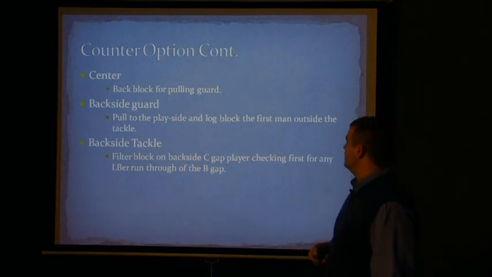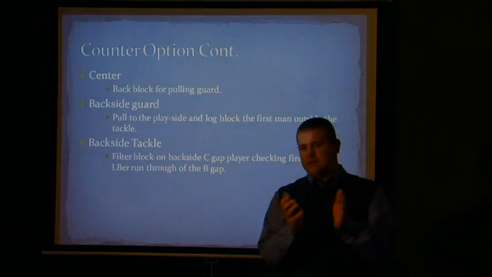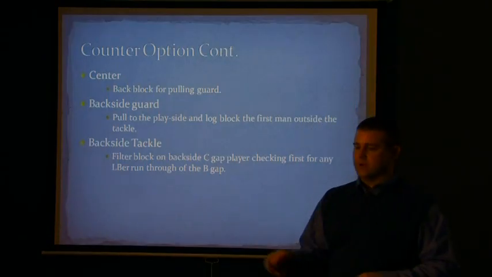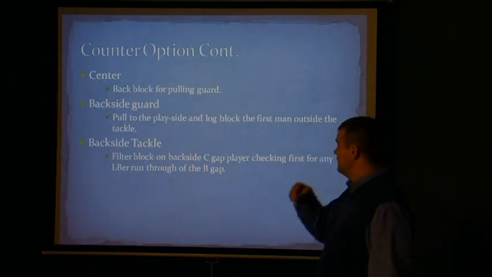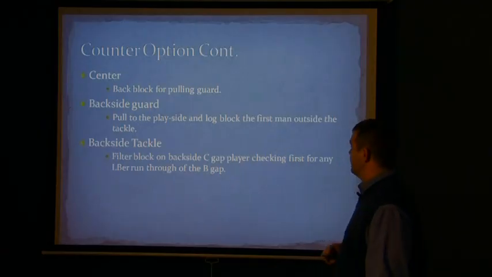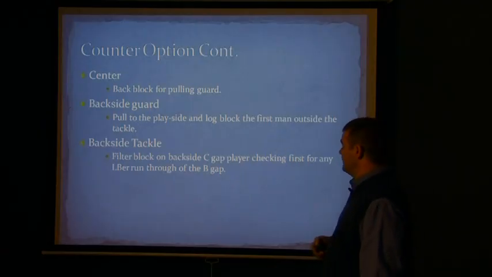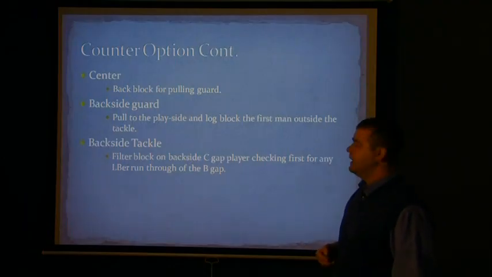Backside guard now is going to pull and log the first guy on the line of scrimmage. If we're in a 50 defense concept and we have a tight end, we're going to try to get him over the top of the 5 technique and try to get him up to play side linebacker. And we'll look at some clips of that in just a second. The backside tackle, we're going to filter just like we would on midline.